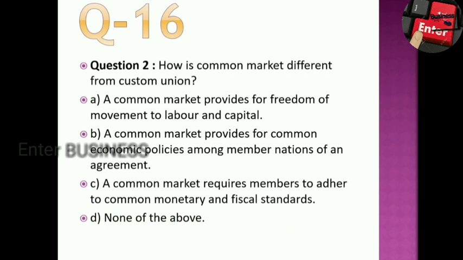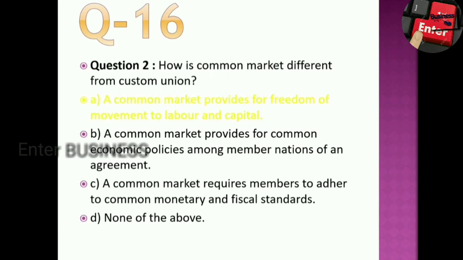And the next one is, how is common market different from customs union? Option A, common market provides for freedom of movement to labor and capital. Option B, a common market provides for common economic policies among member nations of an agreement. Option C, a common market requires members to adhere to common monetary and fiscal standards. Option D, none of the above. So the correct answer is option A. A common market provides full freedom of movement to labor and capital.